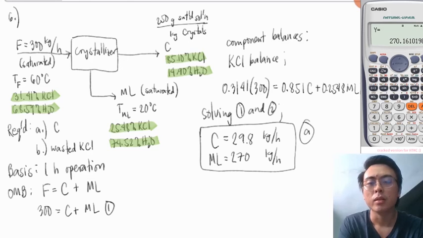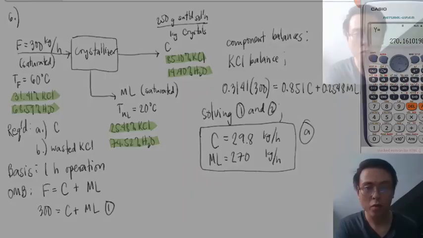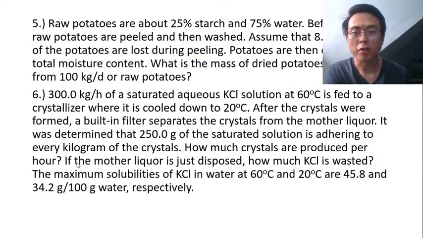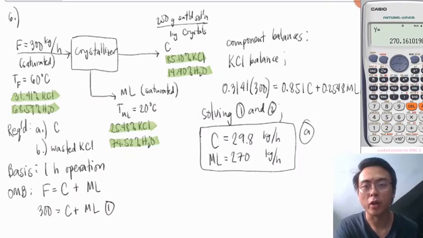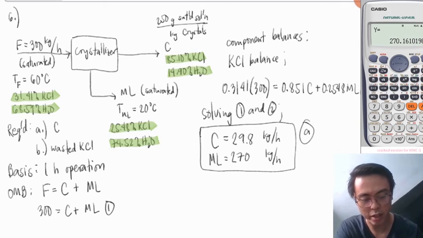Okay, next, letter B. The question for letter B is, if the mother liquor is just disposed, how much KCl is wasted? Okay. If we take a look, the mother liquor actually contains a significant amount of KCl. It's about 1/4 in weight, not 25.48%. So the mother liquor is 270 kilograms per hour. If we take the 25.48% of this, that is how much KCl we are wasting if we will just throw away our mother liquor. So let's see.